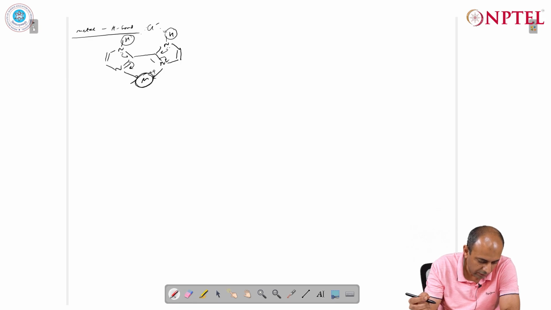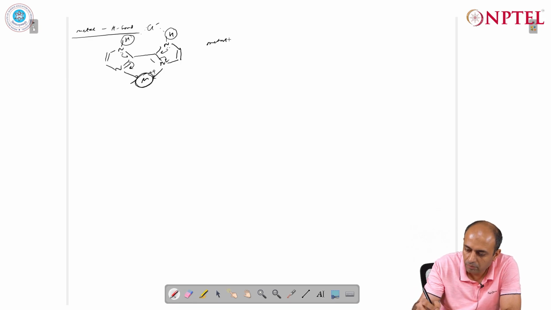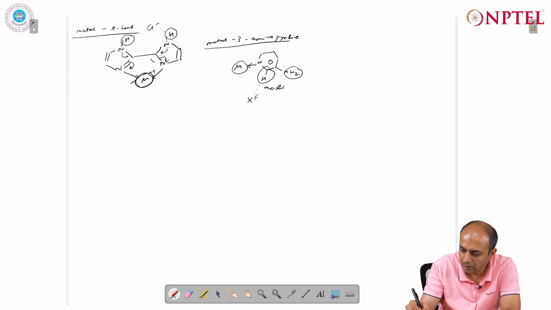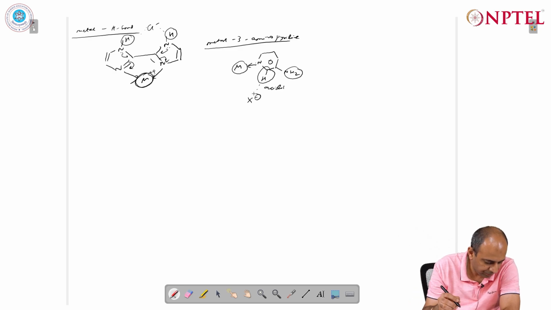Similarly, we can have metal 3-aminopyridine based systems. For example, let us consider the pyridine, the nitrogen lone pair donated to the metal. We have the hydrogen here, and then we have the 3-aminopyridine. Because of this donation of electrons to the metal center, the CH bonds get acidic, and therefore, they can now participate in anion binding.